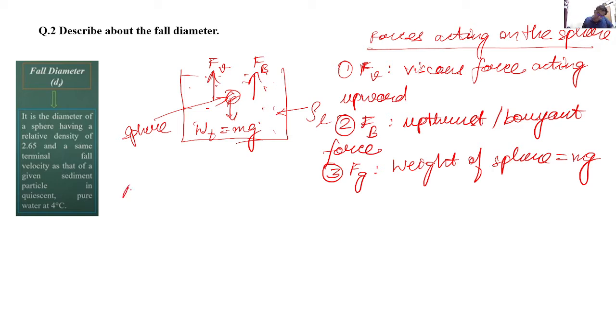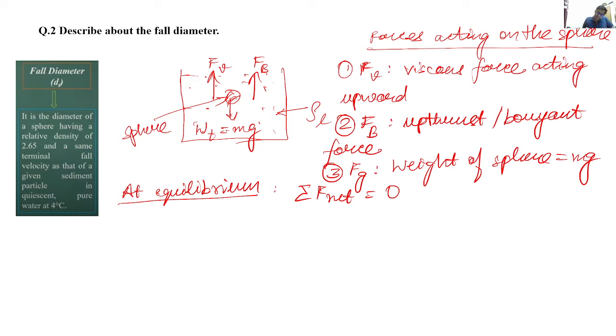So let us derive an expression for the terminal velocity. At equilibrium the net forces will be zero, and if the net forces are zero, then according to Newton's law, either the body is at rest or it is moving at a constant velocity. Because in case the net force was not equal to zero, then it would have some acceleration, and in this case there is a constant velocity, and that constant velocity is known as the terminal velocity.